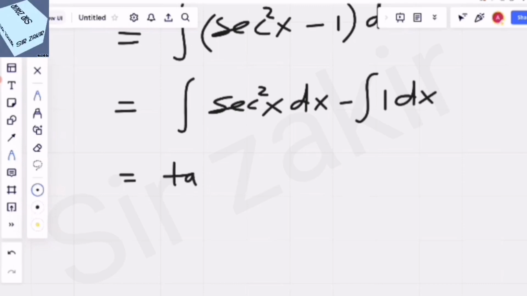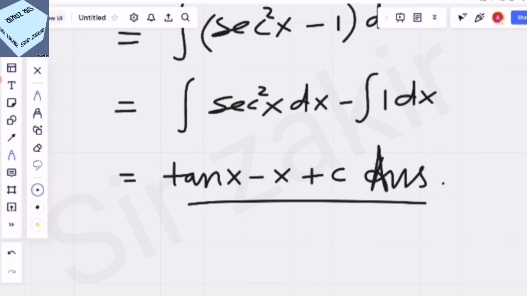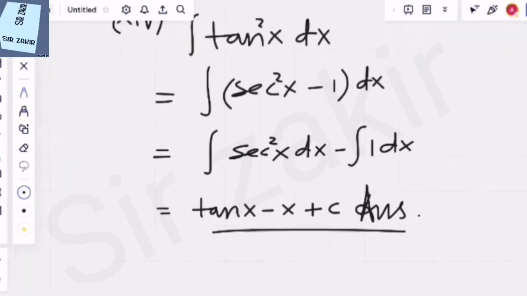Secant square is derivative of the function, so its integral is that function. Secant square integral is tan x. Integration or integral of 1 is x plus c. This is answer. So this exercise is completed.